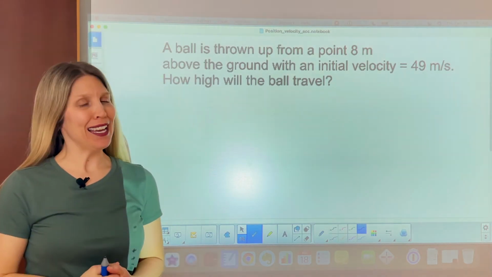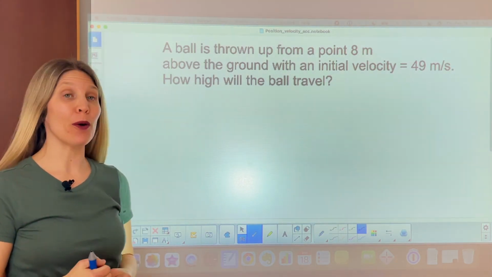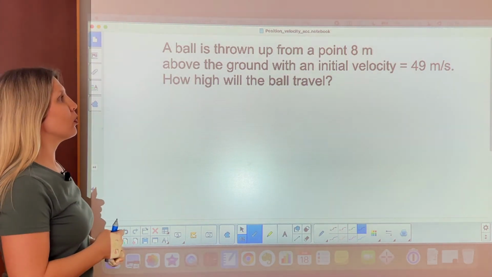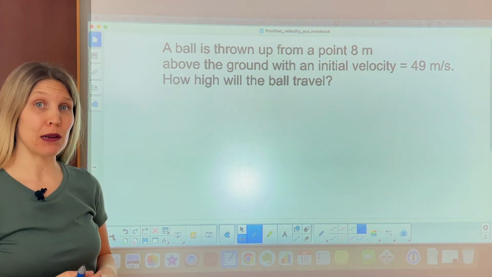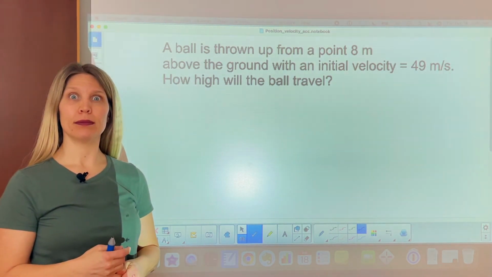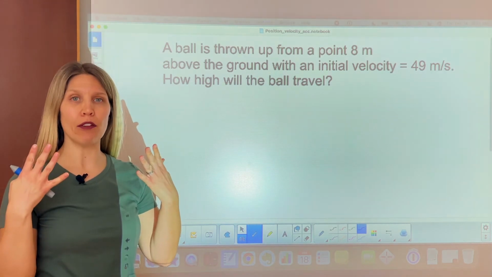Story problems, everybody's favorite. Okay, here we go. A ball is thrown up from a point 8 meters above the ground with an initial velocity of 49 meters per second. How high will the ball travel? Deer in headlights, right? Like everybody for every story problem.